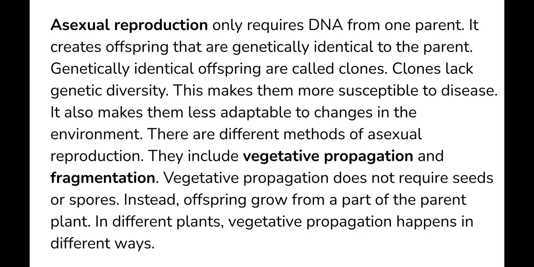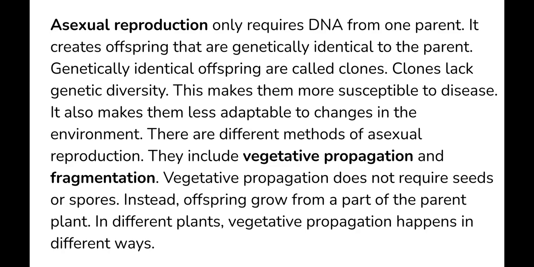This makes them more susceptible to disease, but it also means they can grow faster. They multiply faster than with seeds, than if they are produced from sexual reproduction. So there are vegetative propagation and fragmentation as the two parts of asexual reproduction.